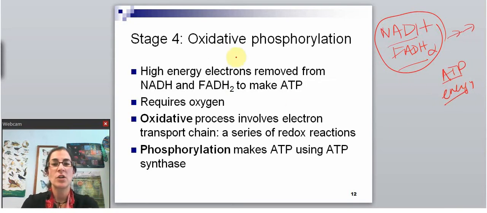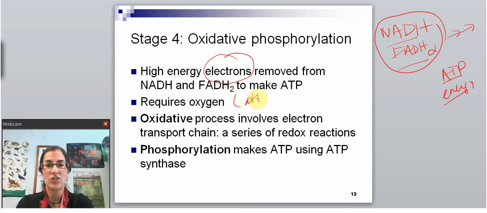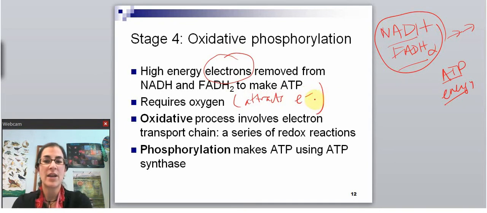So this is going to start with the removal of electrons, because remember, NADH stores energy by holding electrons. The process is going to require oxygen. Oxygen draws electrons, or you can think of it as attracting electrons, down a series of reactions away from NADH.